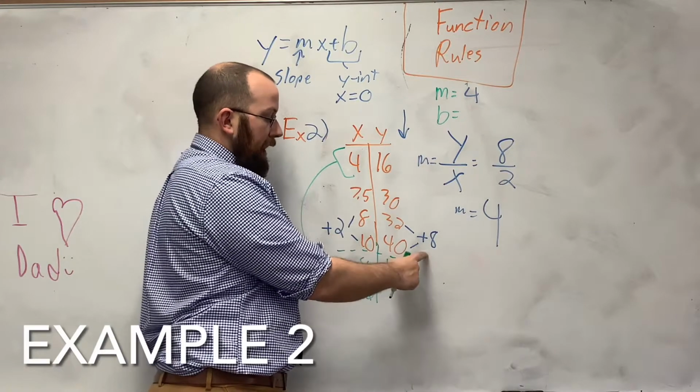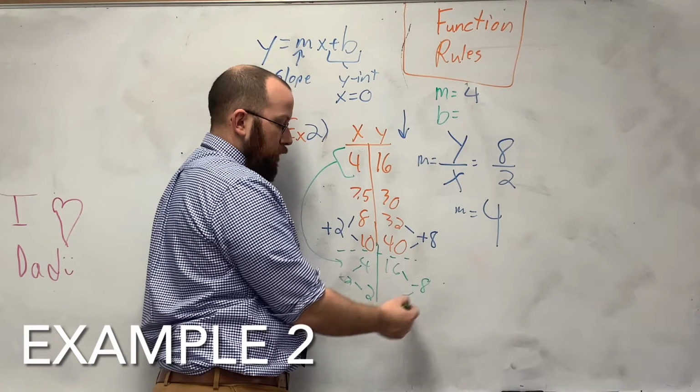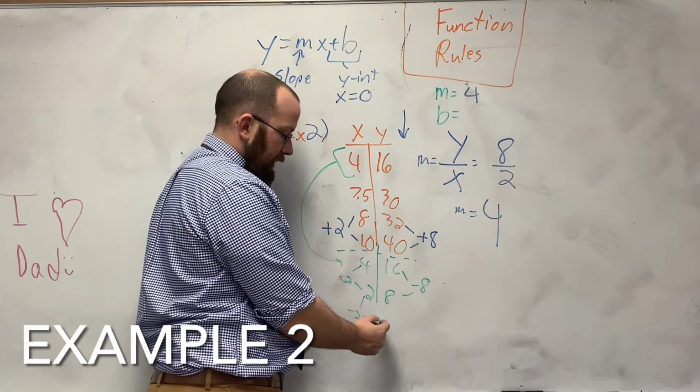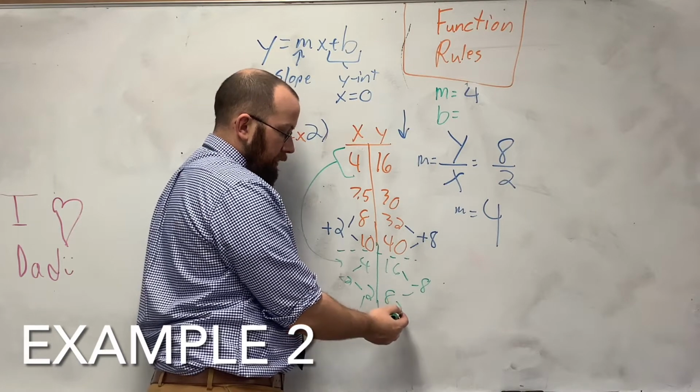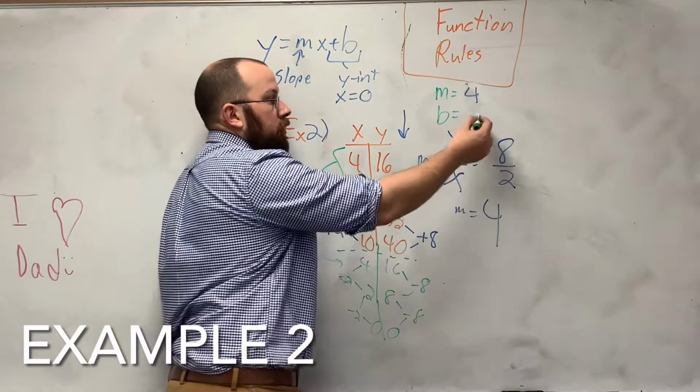Well now, since I'm not adding 2, I'm subtracting 2. I'm adding 2, adding 8. So what do I have to do to this side then? Well, I'm subtracting 8. Right? Let's subtract 2 again. That gets me to 0. So let's subtract 8 here, and that gets me to 0. So my B is 0.